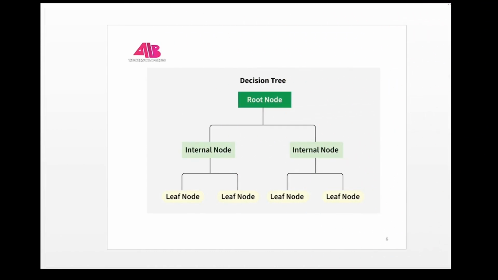This diagram shows the basic structure of a decision tree. The process starts from the root node, then moves through internal nodes where decisions are made. Finally, it ends at the leaf node, which gives the final prediction or output.